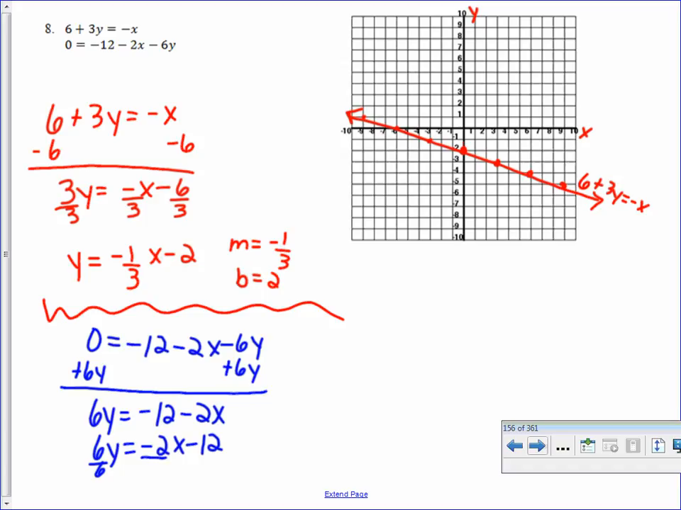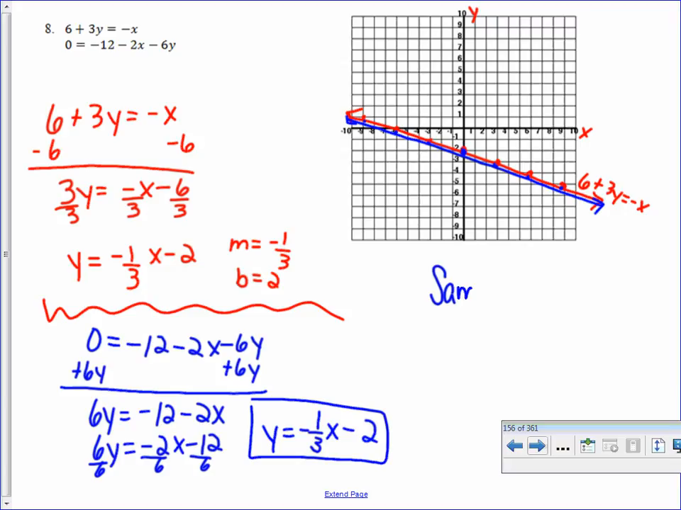Divide every single term by 6. So I'm going to get y to equal negative 1/3 x, I simplified the negative 2 over 6, minus 2. I am going to start to graph this. So when I go to graph this, I start at the negative 2, and I'm going down 1 to the right 3, down 1 to the right 3. And I should realize here, woohoo, I have the same exact line.